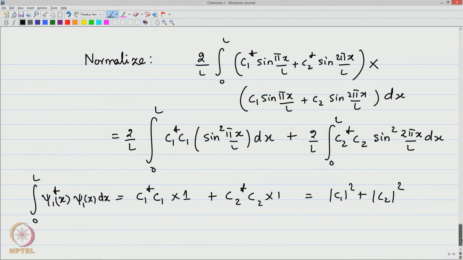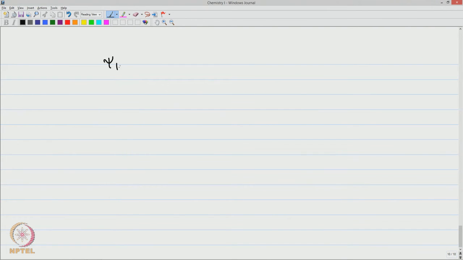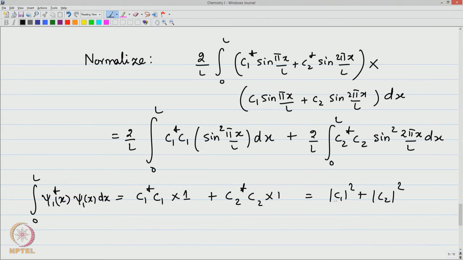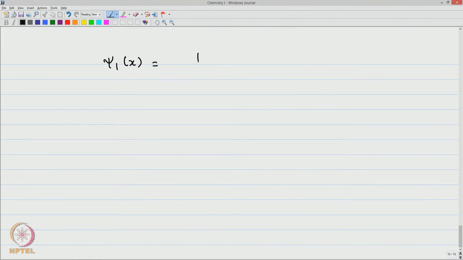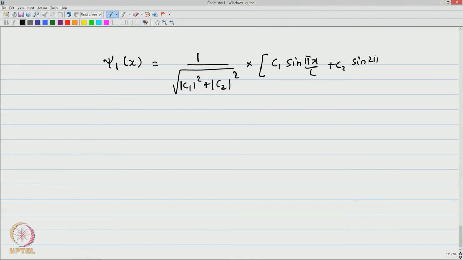Therefore, the normalized wave function psi 1 of x has the normalization constant, where N square is this. Therefore, you have to multiply by 1 by square root of N, which means that the wave function is 1 by square root of C1 square plus C2 square times C1 sin pi x by L plus C2 sin 2 pi x by L. This is the normalization property that you need to have first.